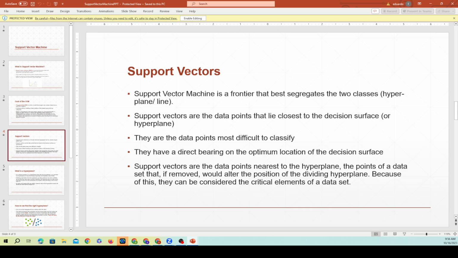So some of those data points will be crucial for the implementation of that line, to be able to find that line, and some of them would not make a difference, right?